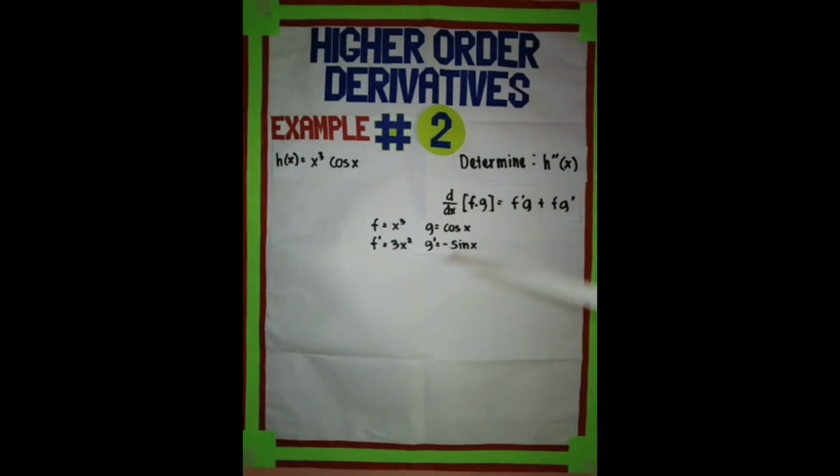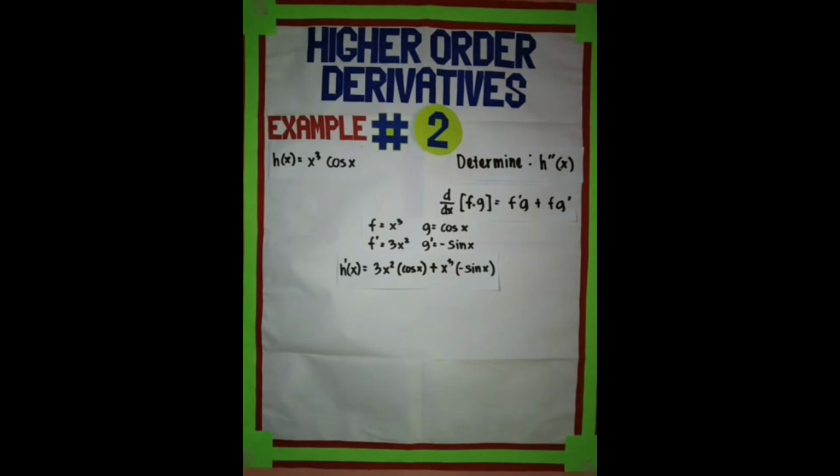So next, let's find f, which is x cubed, and then f prime, which is the derivative of x cubed, which is 3x squared. And then let's find g, which is cosine x, and then g prime, the derivative of cosine x, which is negative sine x. First, let's find the first higher derivative with this product rule.